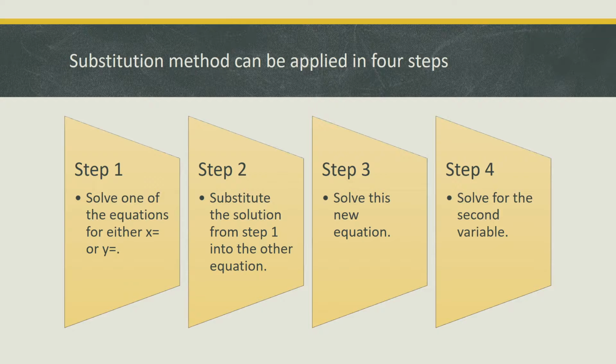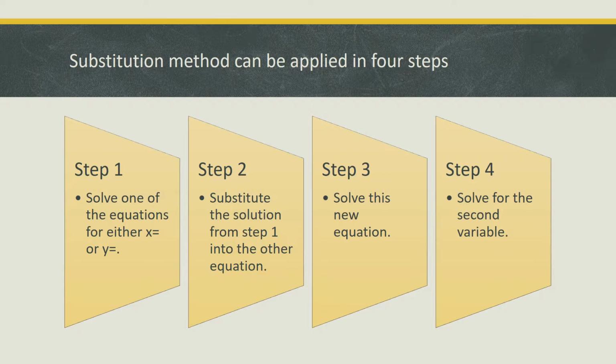Step 3. Now that we have substituted our expression into our other equation, we solve the second equation for the variable that remains. Step 4. We must substitute our solution from step 3 into one of the other original equations to find the solution of the other variable. It doesn't matter which equation we use, but one is usually less work than the other.